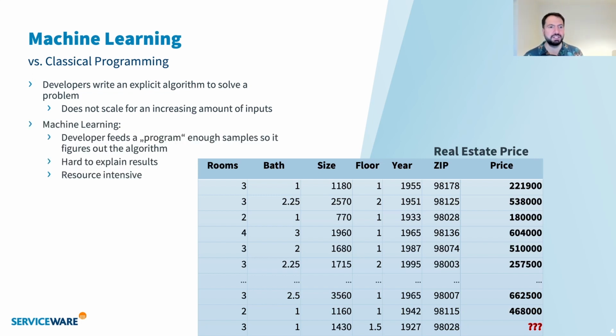Machine learning, on the other hand, is where a developer feeds a program enough samples so it tries to figure out the algorithm on its own. The downside of this is that the results from those models are hard to explain, and also computing those models is very resource intensive.